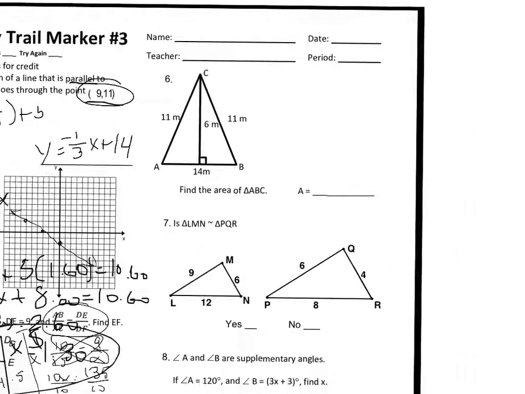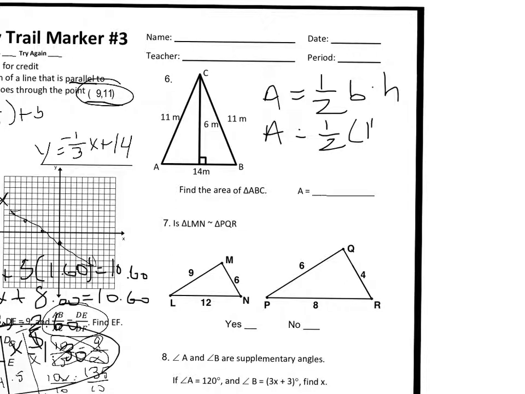Here we go. Next question, area. Remember, area is 1/2 base times height. So we're actually given both those pieces of information. I have 1/2, I have my base, which is 14, and I have my height, which is 6. Now let's multiply those together. Well, I could do half of 14 is 7, and multiply that by 6. So area is going to equal 42 meters squared.